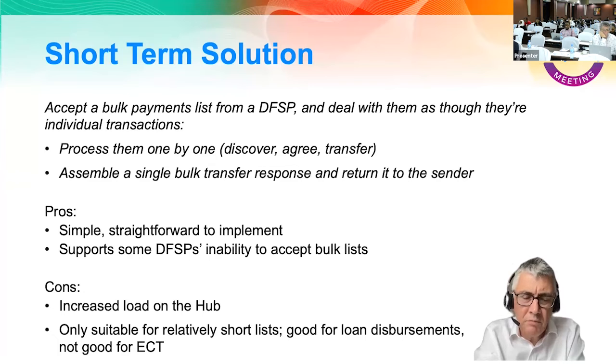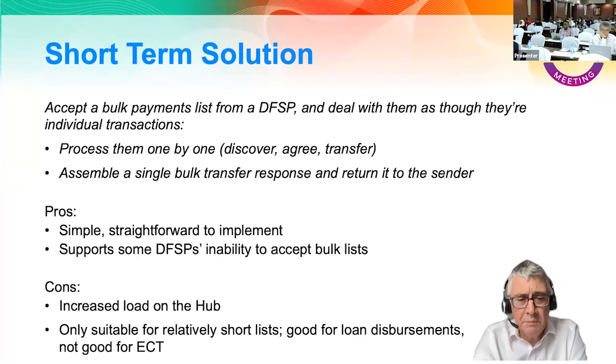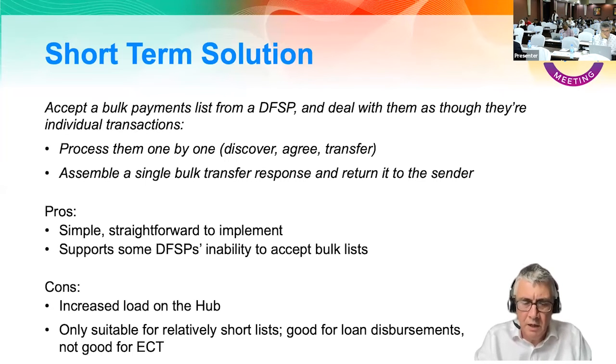The pros of this approach: it's simple, it's straightforward to implement, and it supports some DFSPs' inability to accept bulk lists because we're just doing individual transactions. It does, however, have some disadvantages. It'll place increased load on the hub. That's obvious when you think about it. When you're taking a bulk payments list from A and delivering it to B, that's a single step, if you like, speaking at a high level. Whereas when we break it down into its individual components, then obviously there's significantly more processing.